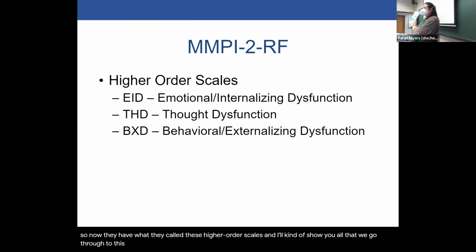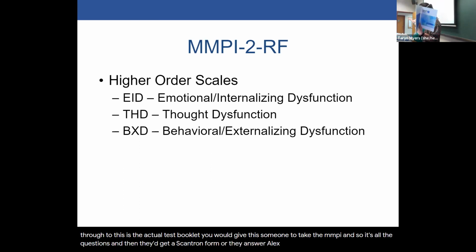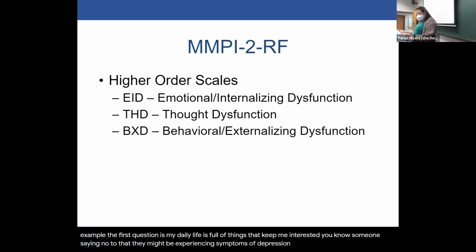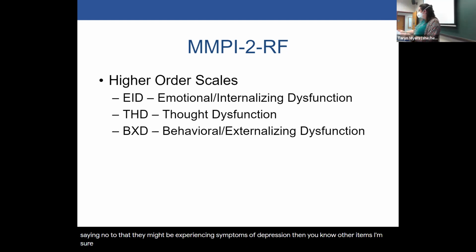So this is the actual test booklet you would give to someone to take the MMPI. It's all the questions, and then they'd get a Scantron form where they answer, kind of like the SAT or something like that. For example, the first question is, my daily life is full of things that keep me interested. Someone saying no to that might be experiencing symptoms of depression. Then other items, like, I'm sure I'm being talked about. A little bit of paranoia there.